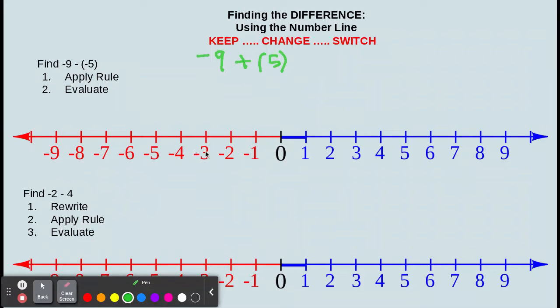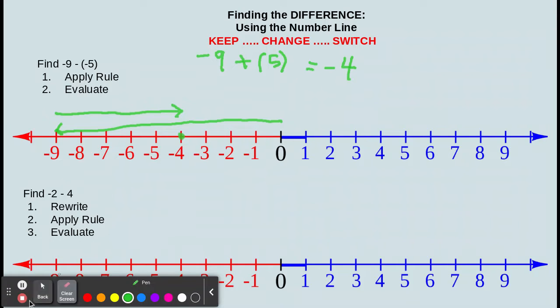Now we can use our knowledge of adding integers to solve this. And on this one, we're going to use the number line. So we're going to start at 0, and our first integer is negative 9. So we're going to move 9 in the negative direction. And now we're going to add a positive 5. That means we're going to move 5 spaces in the positive direction. 1, 2, 3, 4, 5. And where we end up is going to be our answer. So our answer to this is negative 4.